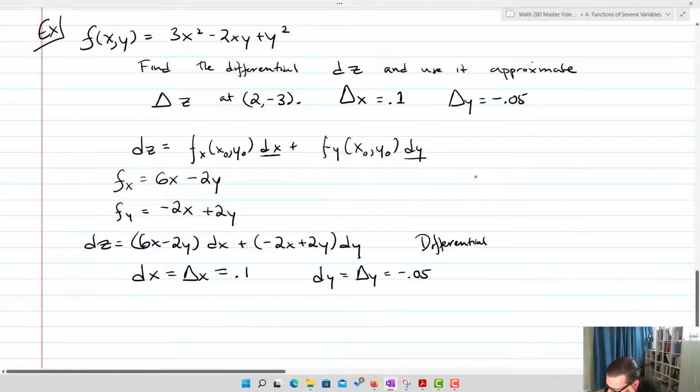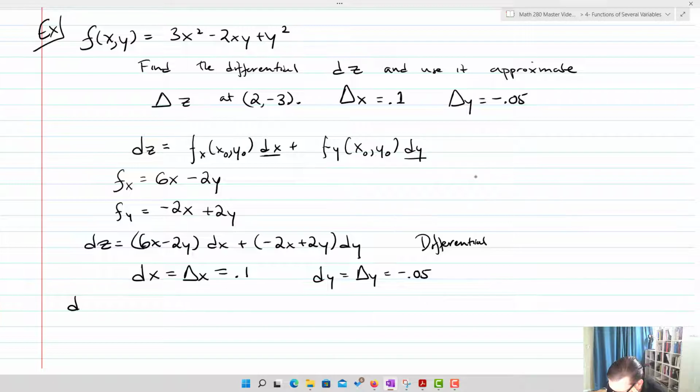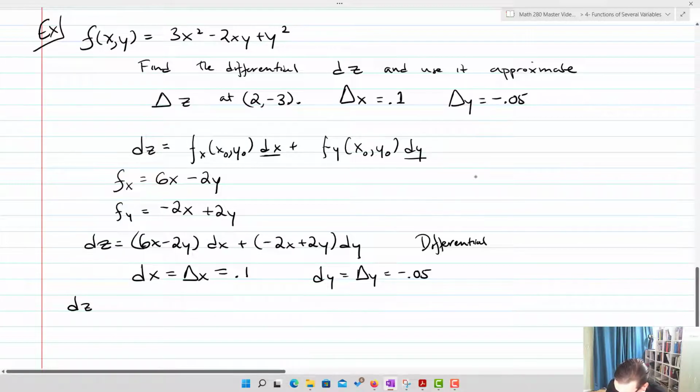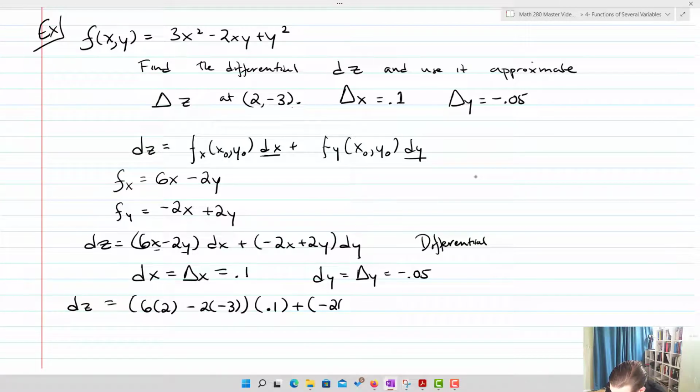Okay? So what we need to do now in order to figure out what dz is, our approximation for delta z, is we've got to plug in x and y. So that's 2 and negative 3. So this is going to be equal to 6 times 2 minus 2 times negative 3, times 0.1, plus negative 2 times 2 plus 2 times negative 3, times our dy, which is negative 0.05. So we just plugged in the values 2, negative 3.